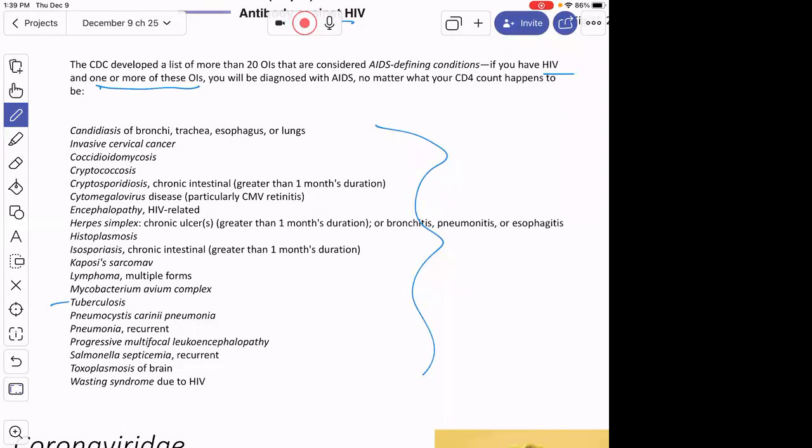Okay, but again, the drugs really are amazing, and people are living long lives. That drug regimen costs about $20,000 a year. And that's an old number. It's probably more than that now. So it is expensive, but okay. Any questions about HIV?